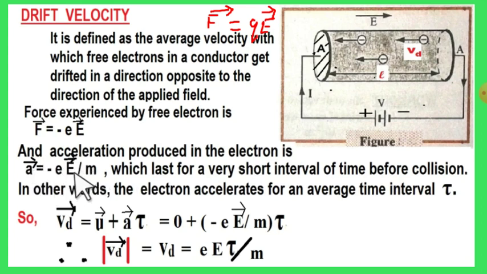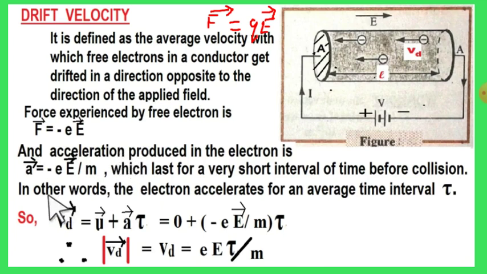We know that from Newton's second law of motion, force is expressed as mass into acceleration, right? So your acceleration will be equal to force divided by mass. Force is nothing but this force, so it will be minus e E divided by mass. So this is the expression for the acceleration of the free electron within that short interval of time, or between any two successive collisions, you can say.